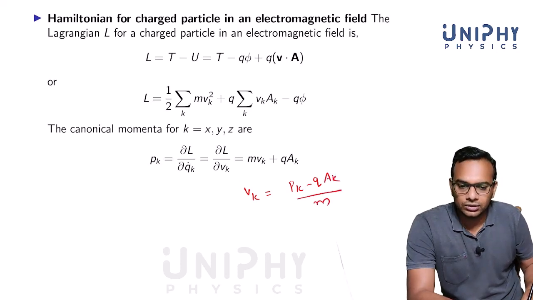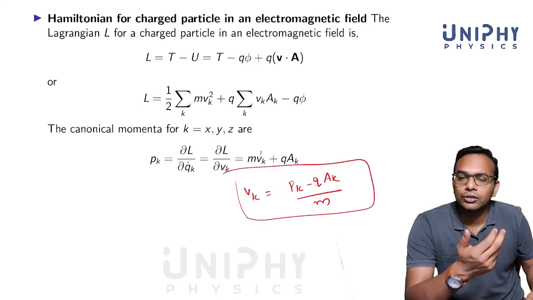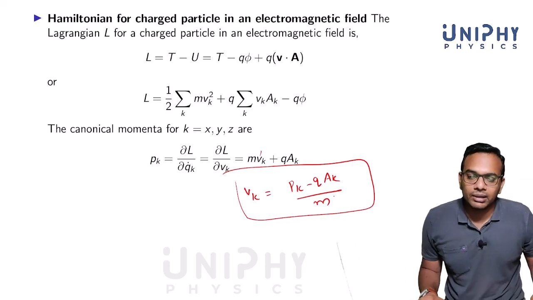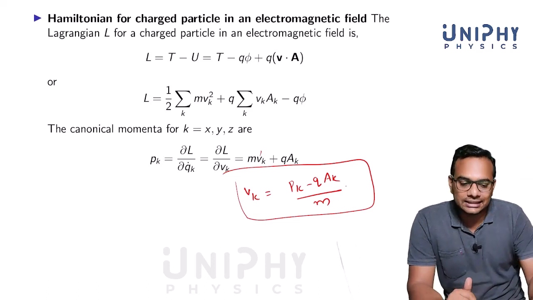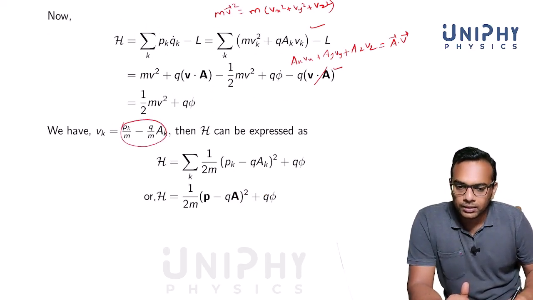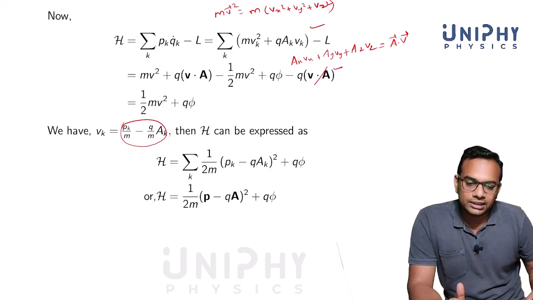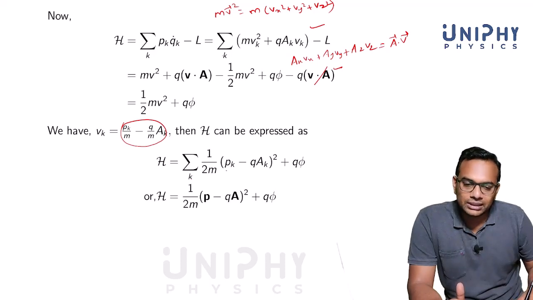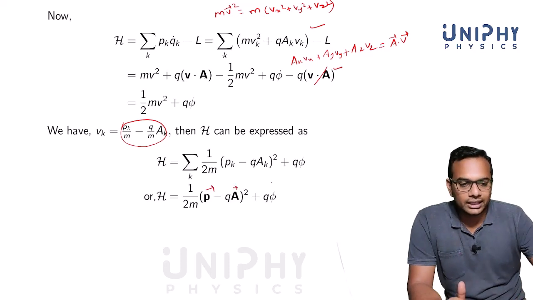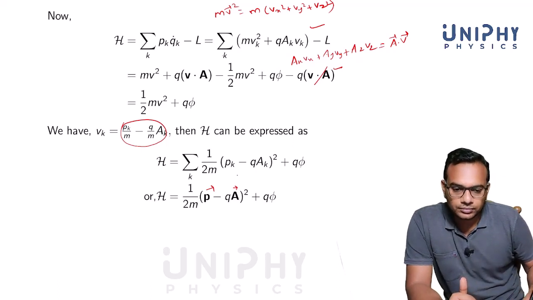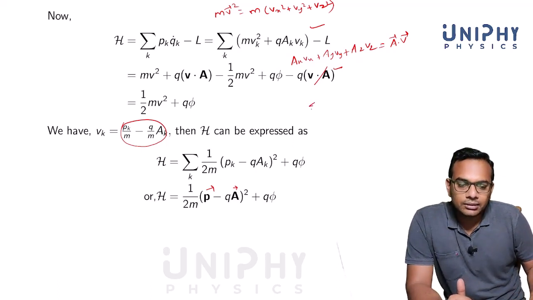Just solving this, this means that Vx is equal to Px minus Qax by m, Vy is equal to Py minus Qay divided by m, and Vz is equal to Pz minus Qaz divided by m. Now we just substitute for the V vector here, and you get 1 by 2m, Pk minus Qak square plus Q phi, with a summation over k here. This means that this is actually P vector minus Qa vector whole square. I hope that's kind of obvious, because what we have here is summation over k.